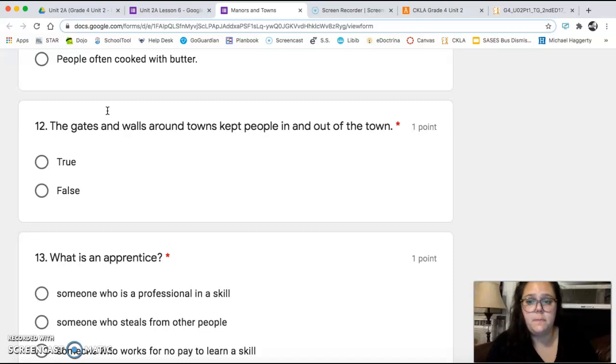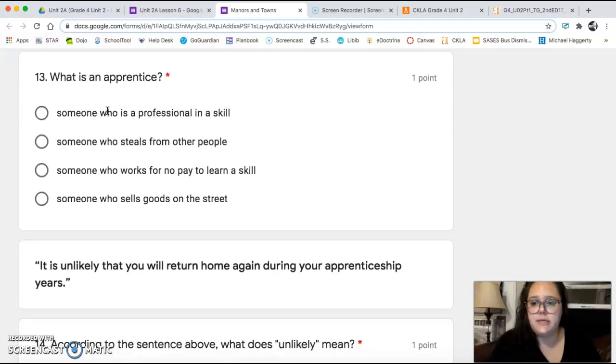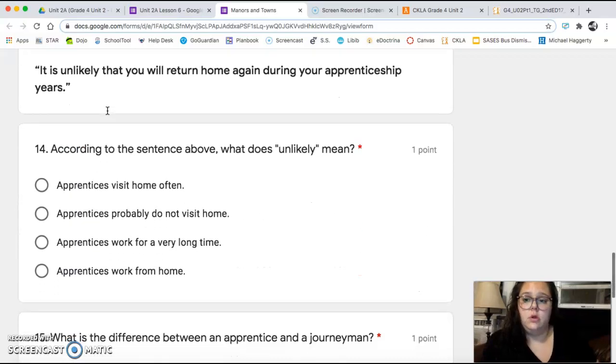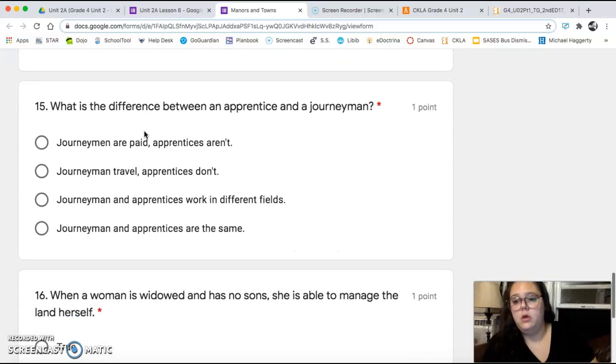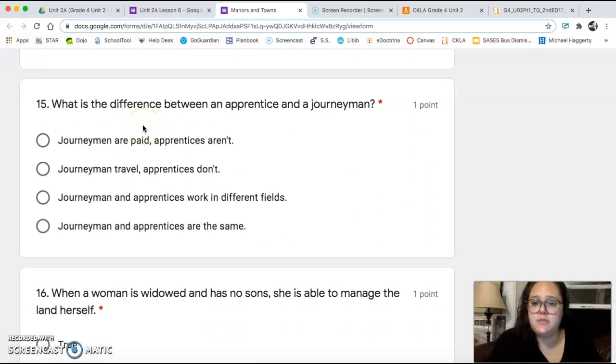True or false? Number 13 asks, what is an apprentice? Number 14 gives you a quote from the text. It is unlikely that you will return home again during your apprenticeship. According to the sentence above, what does unlikely mean? Number 15, what is the difference between an apprentice and a journeyman?